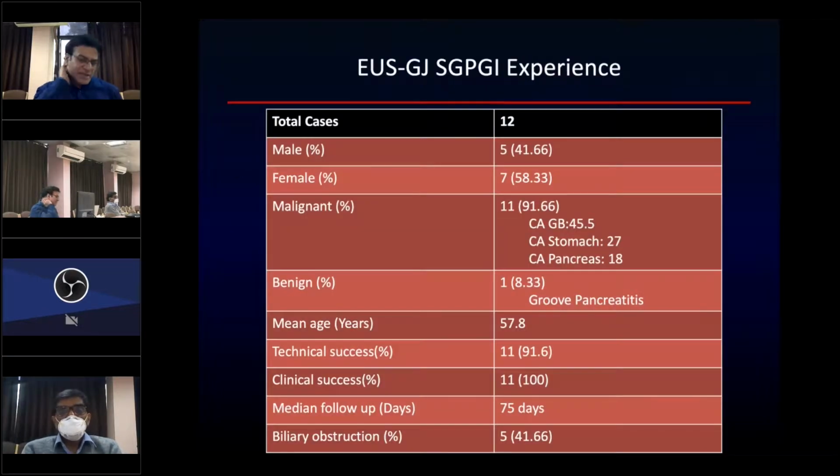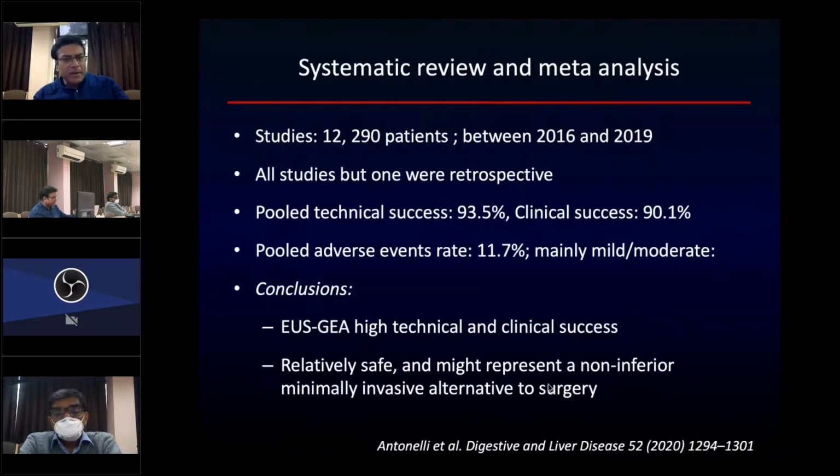So till date, still unpublished, we have done around 12 cases, predominantly malignant disease. And recently we did this for a patient with benign disease, groove pancreatitis. We have a high technical success of 90%, clinical success of 100%, and no complications in any of the patients till date. So this is a systematic review and meta-analysis of EUS-guided GJ done between 2016 and 2019.